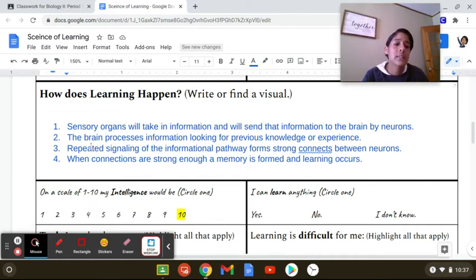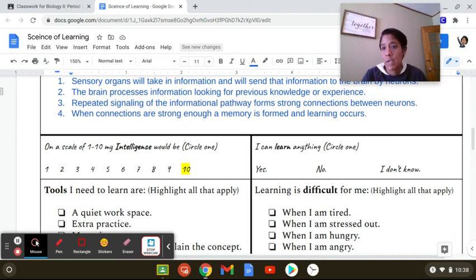Third, repeated signaling of the informational pathway forms strong connections between neurons. And when the connections are strong enough, a memory is formed and learning happens, right? So learning is being able to recall a specific skill or piece of information without much input, without needing to look it up or anything like that.